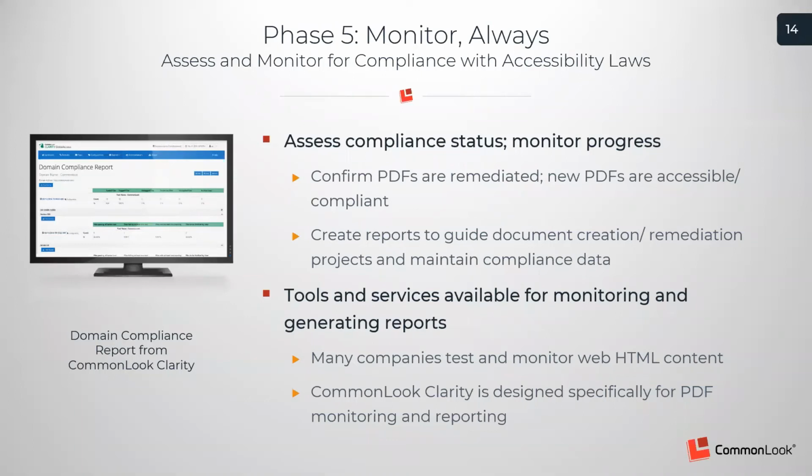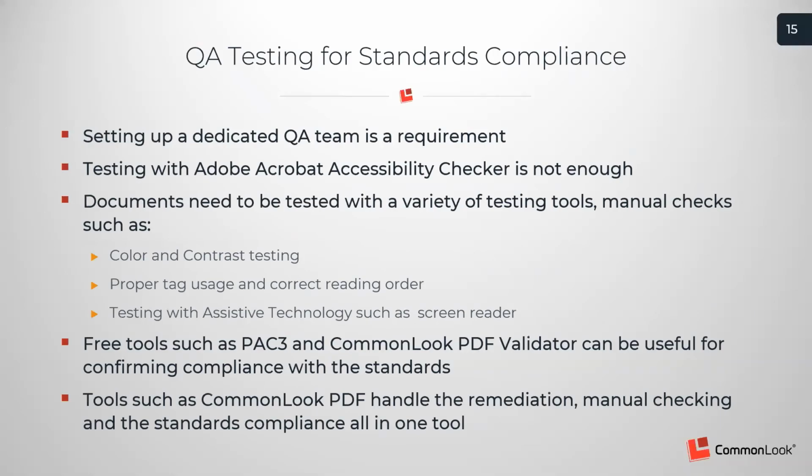So that's our 5 phases: assess and plan, fix the errors, be proactive, training and expanding the program, and then monitoring your website for compliance. So that's the program. It works, it's proven, organizations use it, and it's something we can assist any organization with doing. So with that, I'm going to turn it back over to Megan to talk about how to set up a QA program. Thanks, Dave.